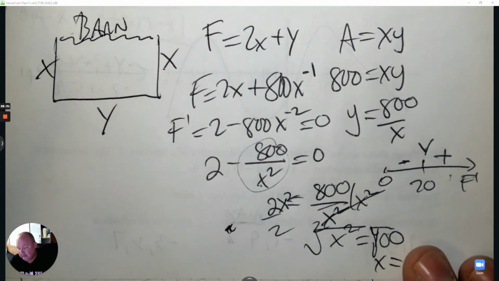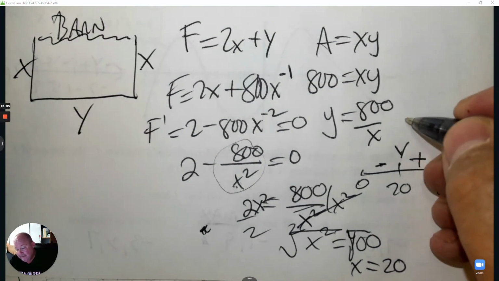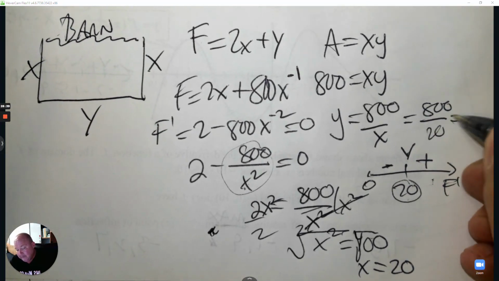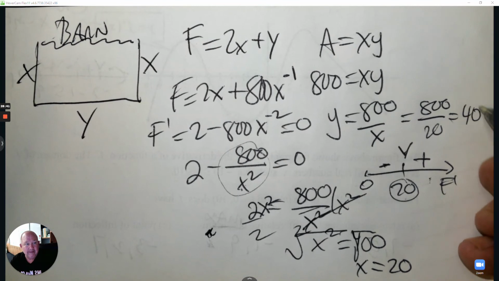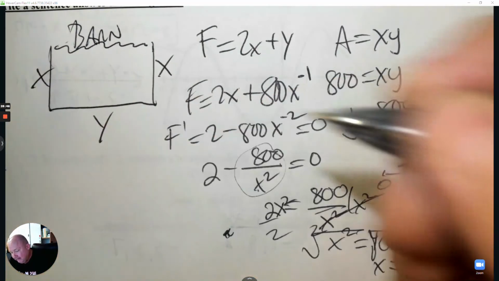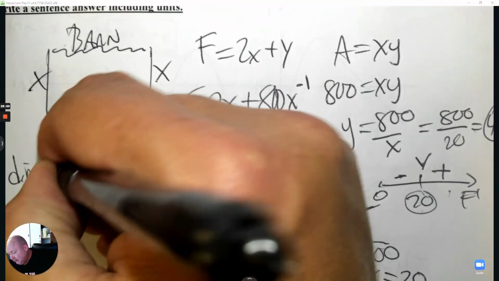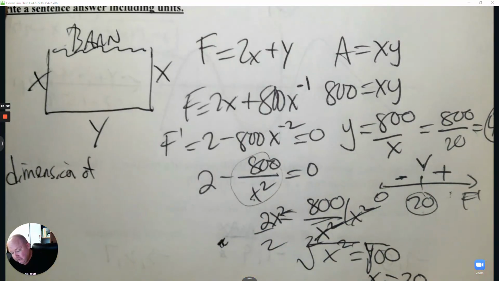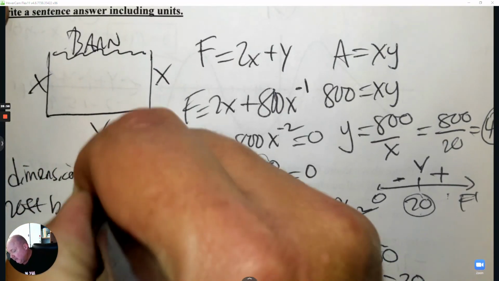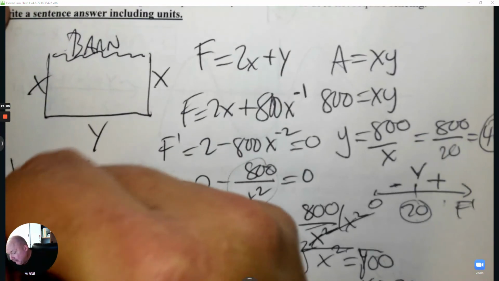So the question is, find the dimensions. So we just found one of them. To find the other dimension, we need to plug in what x equals, which is 20. So 800 divided by 20 gives me the other dimension. And then write a sentence. So a dimension of 20 feet by 40 feet will require the least amount of fencing.